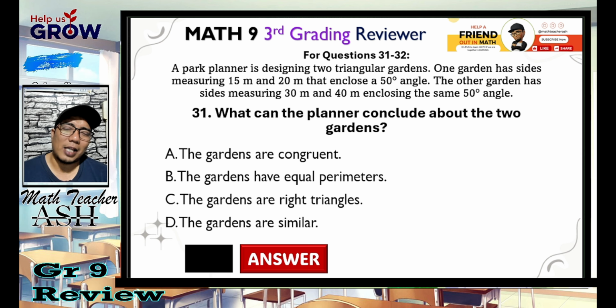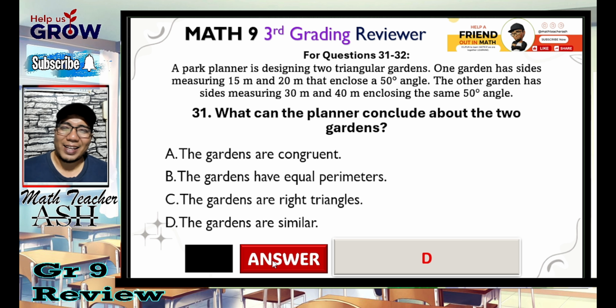Okay, my dear math learners, as you can see, if we compare the measurement of the sides of the two gardens, we have 15 and 20 with the enclosed 50-degree angle. The other one is 30 and 40 with an enclosed 50-degree angle. If we get the ratio of 15 to 30 and 20 to 40, we have 1/2. So they are basically proportional. With proportional sides and the same included angle, we could say that the gardens are similar. Letter D is the correct answer. Let's check whether we are correct. Alright, I hope you got that one.